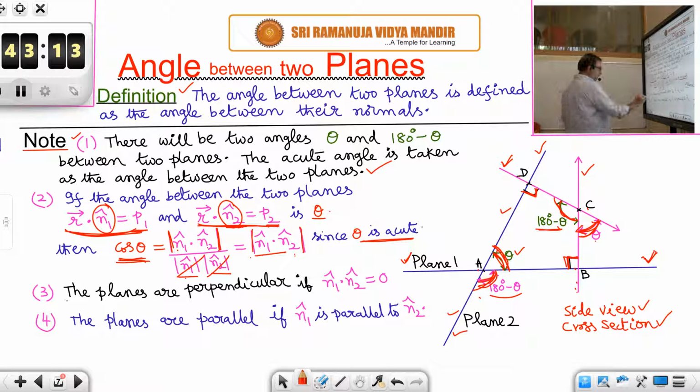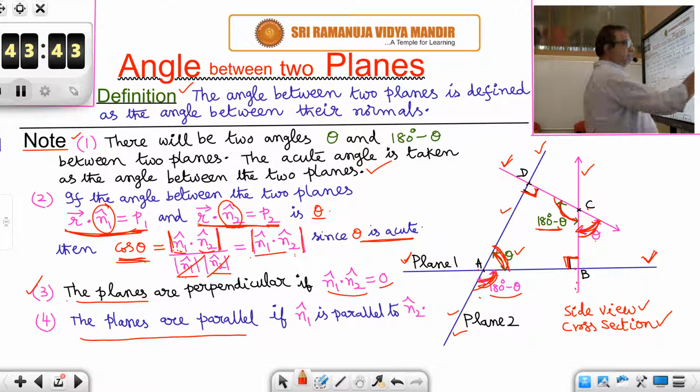Okay. The third point: the planes are perpendicular if n1 cap dot n2 cap is equal to 0. Is it not? If the two normals, n1 cap and n2 cap, are perpendicular, then the dot product will be 0. n1 cap dot n2 cap will be 0. So that means the angle will be 90 degrees. The planes are perpendicular. The planes are parallel if n1 cap is parallel to n2 cap.